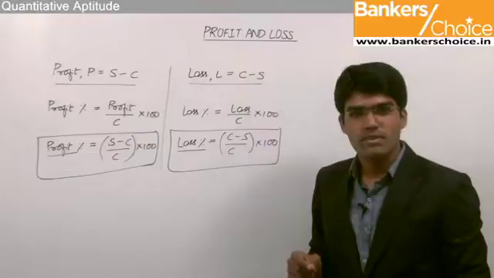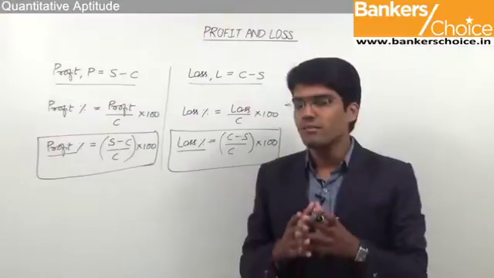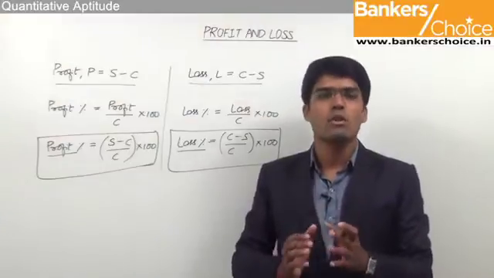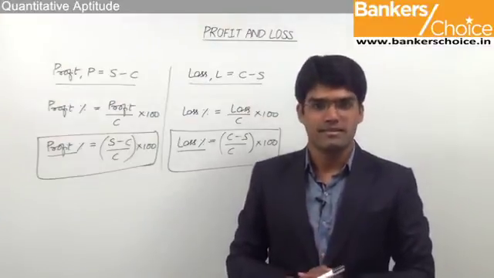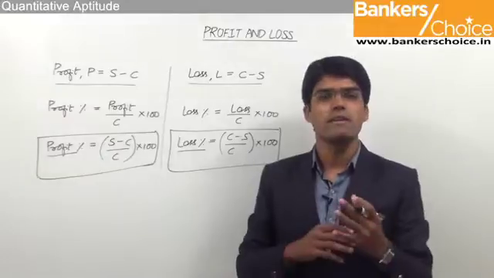And here when we say that cost price is base value, it means nothing but cost price should always be taken as 100%. So in any question that we solve, always we can start with cost price as 100% and accordingly we can find out profit and loss or selling price.